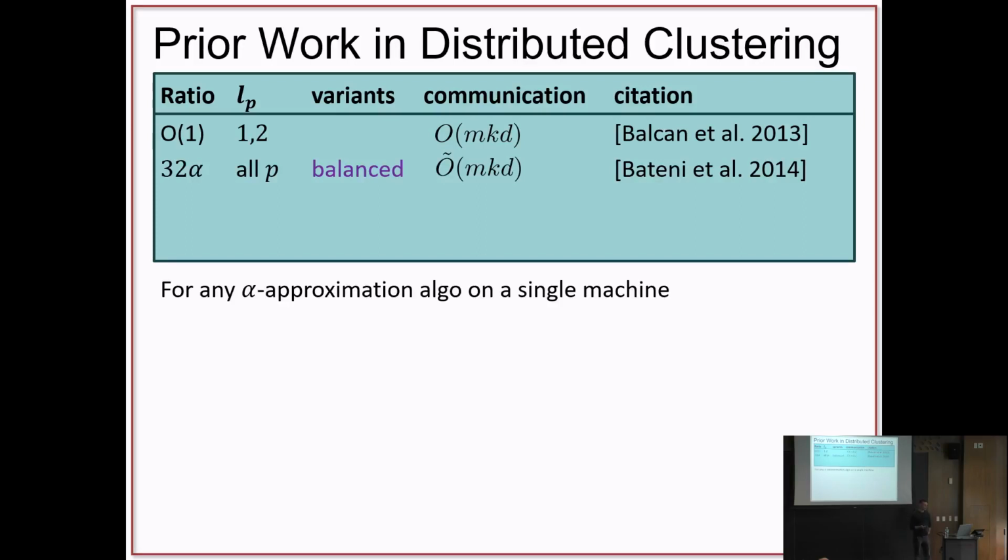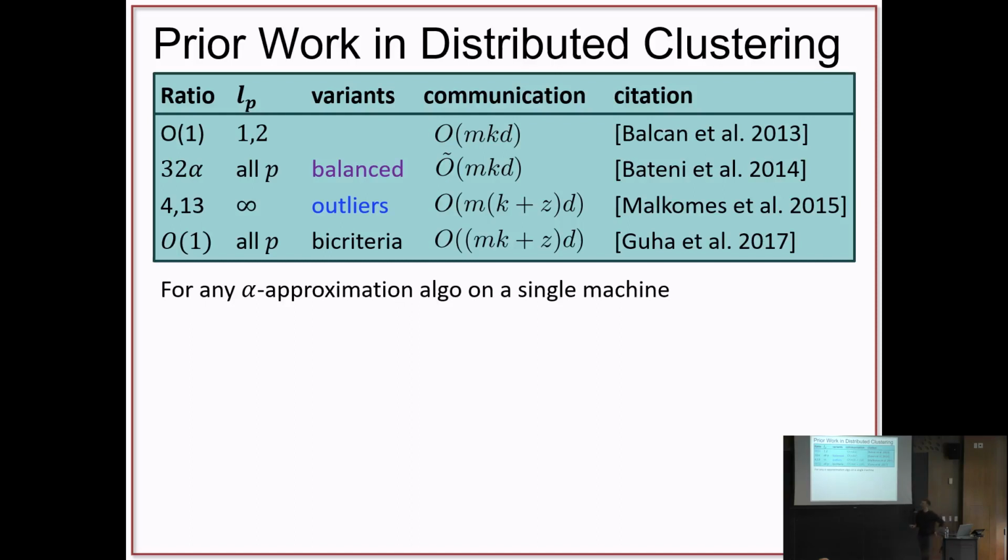Okay, so then Bateni et al. showed a 32 alpha approximation, where alpha is just your favorite approximation algorithm for a single machine for clustering. And they showed it for any LP objective, so k-means, k-median, k-center, or anything else, and pretty much the same communication, just up to log factors. Okay, and then Malkomes et al. studied just k-center, and they showed a 4 approximation algorithm for k-center, and also a 13 approximation algorithm for k-center with outliers. And then for the communication you have to replace k by k plus z, but otherwise it's the same amount of communication. Oh, sorry, z was the input for clustering with outliers. It's the number of outliers.